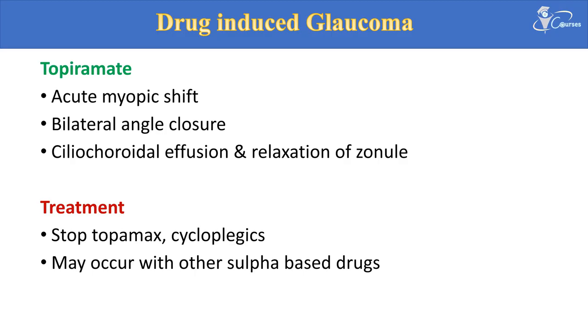So for those patients who have bilateral ciliochoroidal effusion, diagnosed by UBM, we should inquire about the drug history because they could be on topiramate. The treatment is to stop the topiramate, or Topamax, and start treatment with cycloplegics. And this is not only occurring with topiramate, but it also occurs with other sulfa-based drugs. Okay.